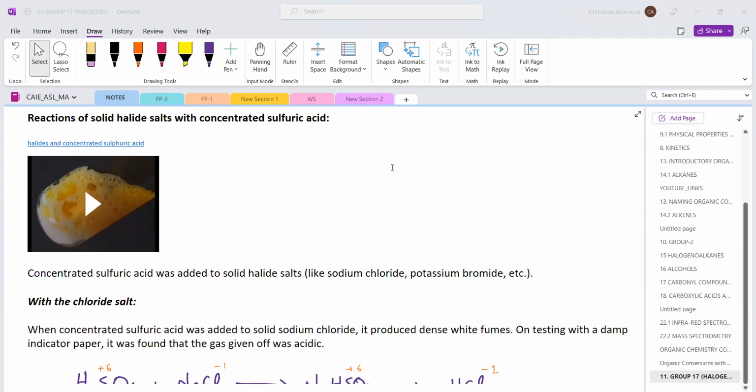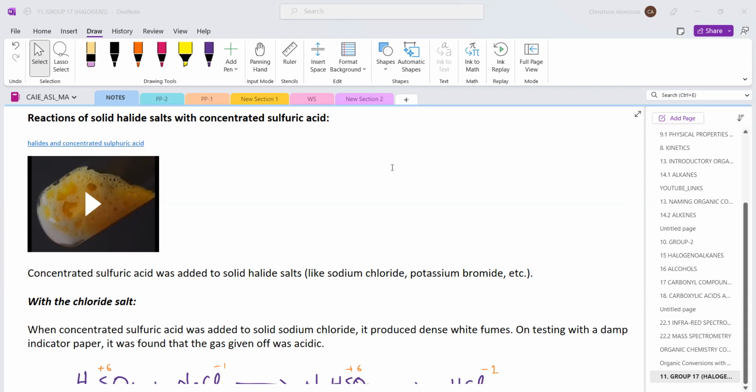You must be wondering why it is insisted that we use solid halide salts. Halide salts mean, say, sodium chloride, potassium iodide, calcium fluoride, etc. We want those ionic salts in their solid form, not in aqueous solutions. If you take them as aqueous solutions, with the amount of water present, the observations are easy to miss. The gases that are produced are also highly soluble in water, so you don't see them coming out. So we'd rather do these with the solid halide salts and concentrated sulfuric acid.